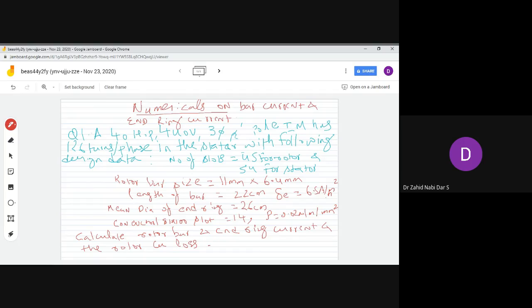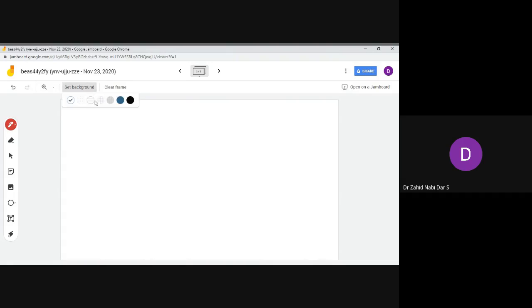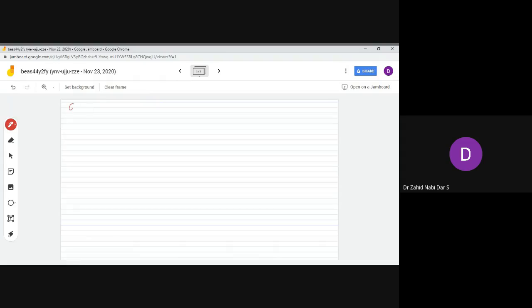Then your current density in the end ring is also given, 6.5 ampere per millimeter square. Then the mean dia of the end ring is given, that is DE is equal to 26 centimeter. Then how many conductors one slot will hold, that is ZSS, equal to 14, and rho is given. So after you have read this question, from this particular question we can see the given data.